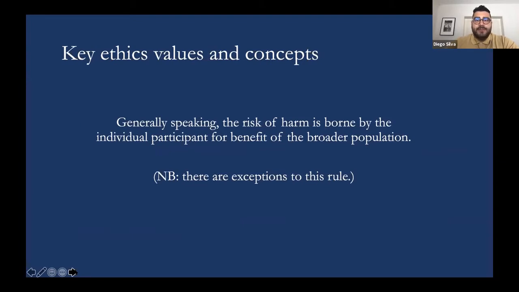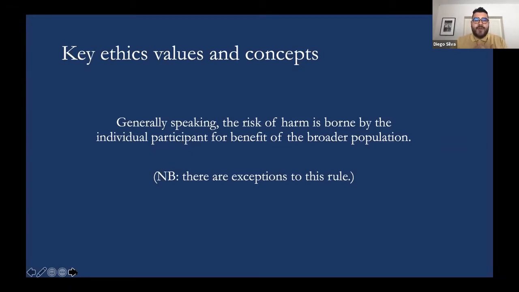So again, this seems obvious, but it really bears repeating, or it bears bringing out to the fore. So generally speaking, the risk of harm in research is borne by the individual participant for the benefit of the broader population. Okay, so there are exceptions to this rule. You can get into different designs, you can get into different contexts in which this doesn't actually hold, but we'll set those aside. Generally speaking, this is the case.